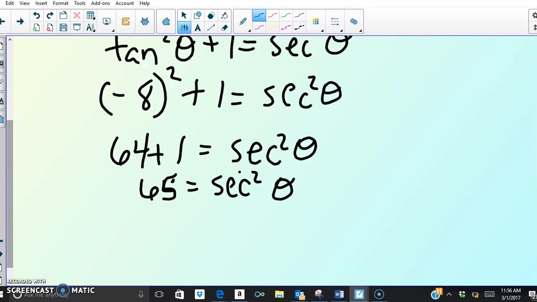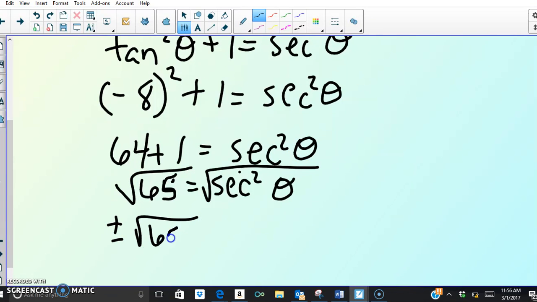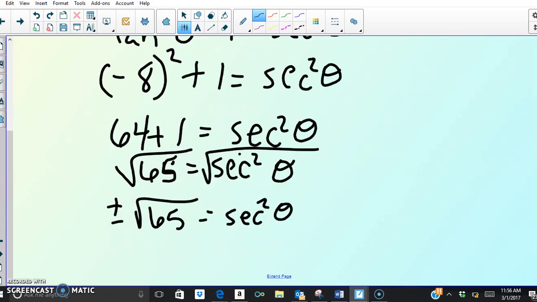So in order to get rid of that squared sign, we're going to do the square root. So it'll be plus or minus square root of 65 equals secant theta. And if we remember, secant is the inverse of cosine. So that means cosine theta equals 1 over the square root of 65. And that's still going to be plus or minus.